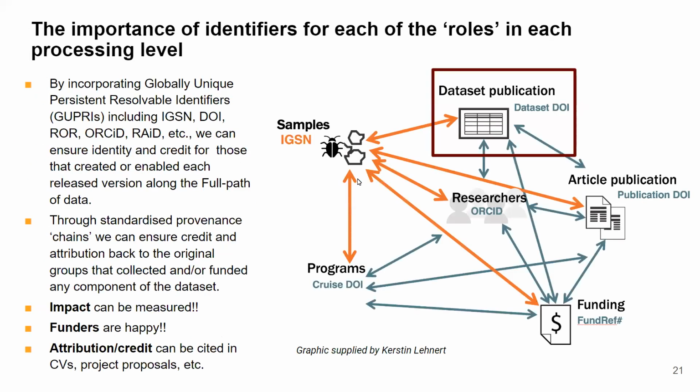So this is kind of a little bit complex, and I'm basing it more on, say, where you've published work off samples, but you can see how the dataset publication, and by using DOIs, ORCIDs, RAIDs, etc., we can get identity into each level of processing or each version, and be sure it goes back to the original group that collected or funded any component of the data set. Impact can be measured. Funders love to see it. And then this attribution citation can be cited in CVs, project proposals. So the next slide, please.